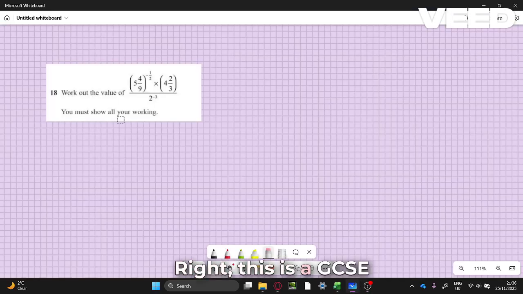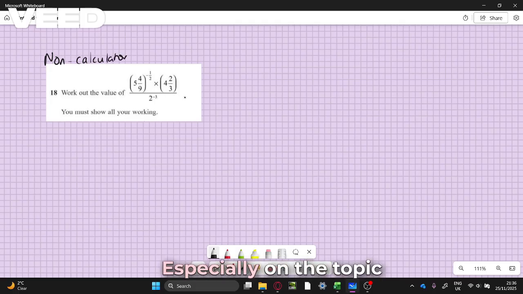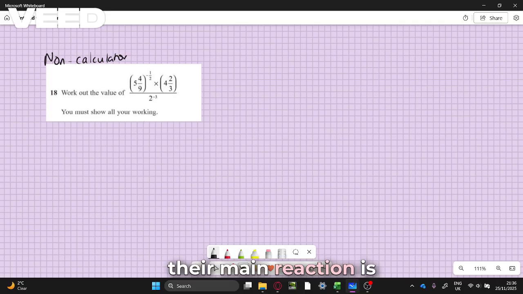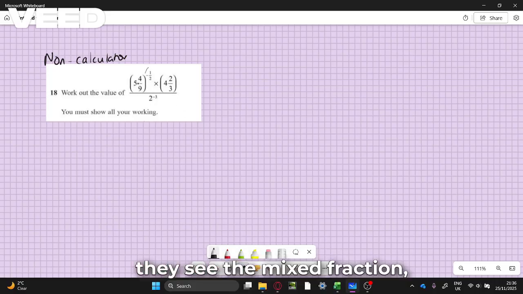Right, this is a GCSE challenging Paper 1 non-calculator question, right? Especially on the topic of indices, and this would come during the end of a paper normally. As you can see, when students come across this, their main reaction is just, whoa, that is one tricky question. They see the mixed fraction, they see the indices, and they panic. They start doing all sorts of things.